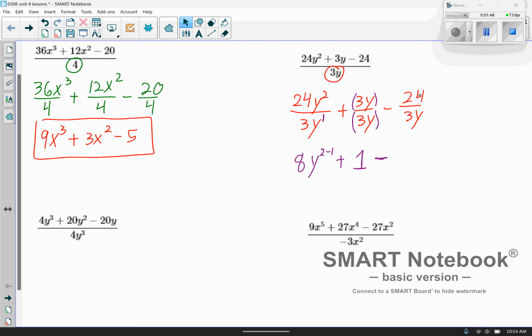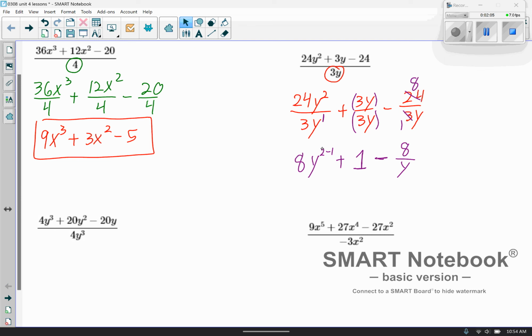Then minus 24 divided by 3y. Well, what's going to happen is, see, the 3 will reduce to a 1 and the 24 to an 8, but the y is going to be stuck in the denominator spot. So we're going to end up with 8 over y. So this third term is going to stay a fraction right here.